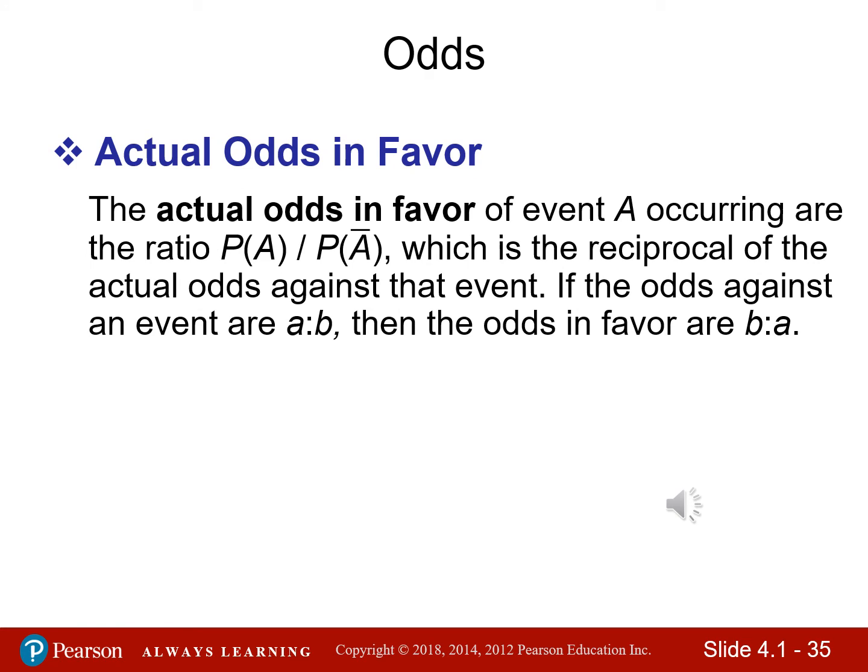The actual odds in favor of event A occurring is the ratio of the probability of A occurring divided by the probability of A not occurring. This is the reciprocal of the actual odds against that event. If the odds against an event are A to B, then the odds in favor of the event are B to A.